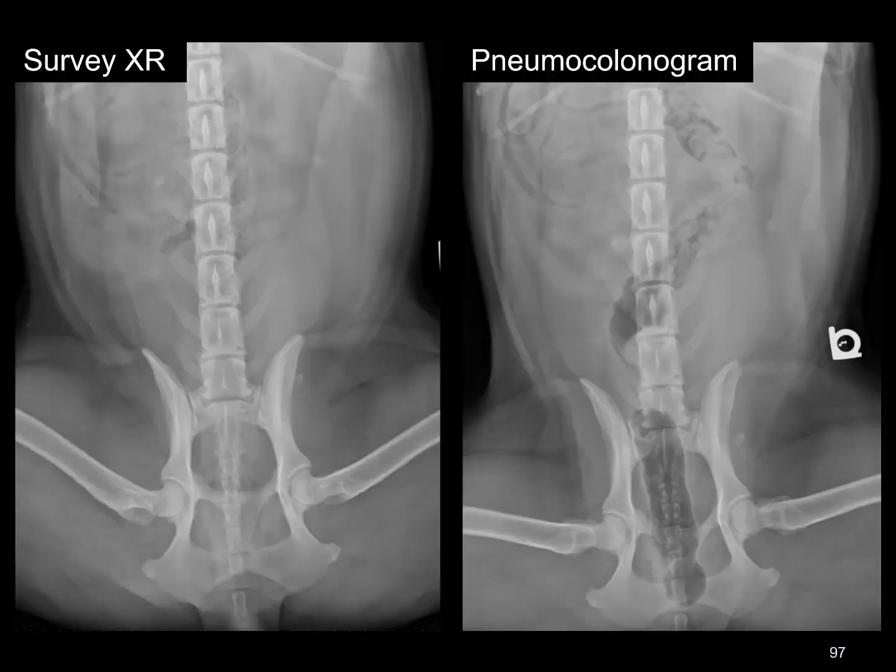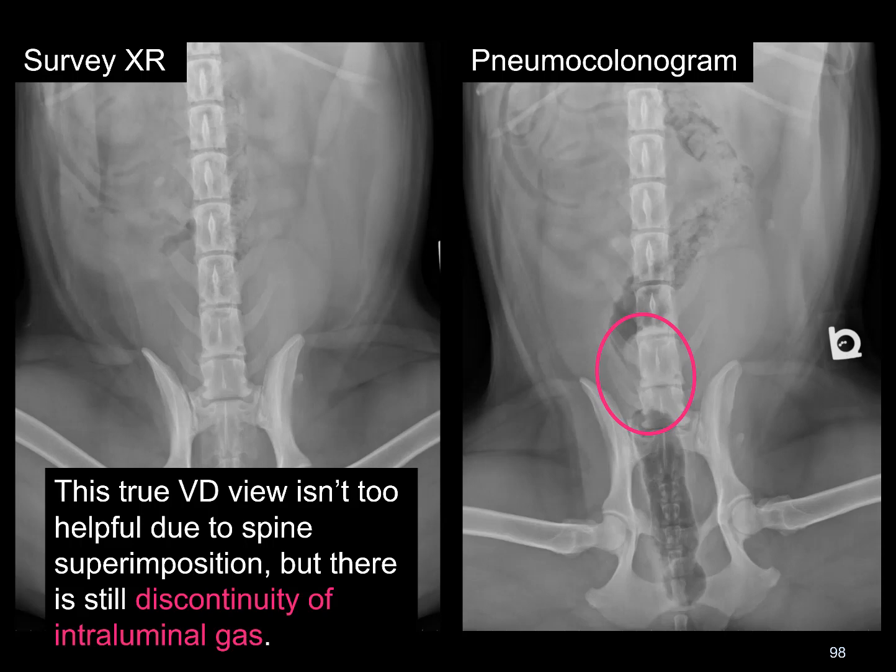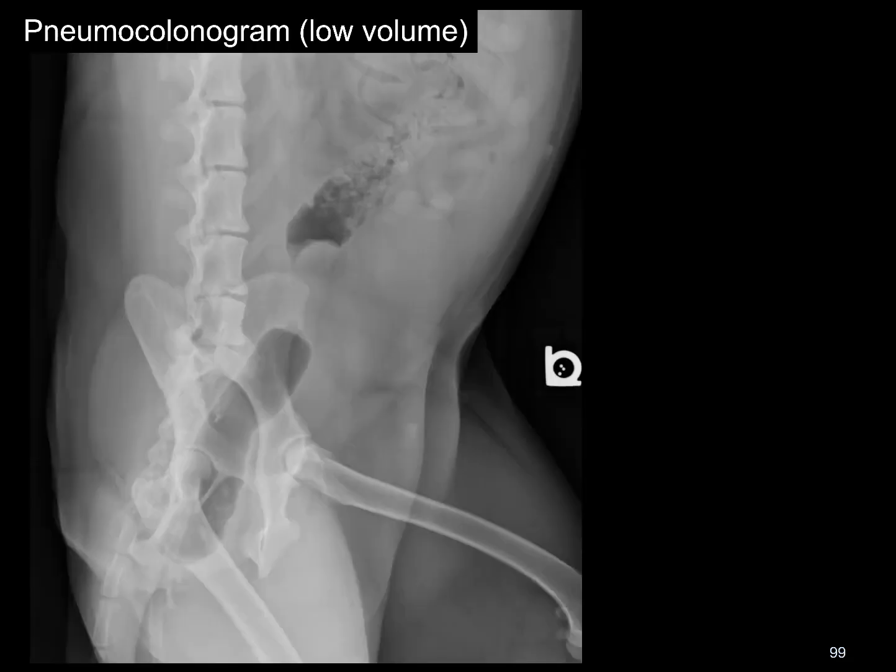And if we go to the VD views, survey on the left, pneumocolonogram on the right, we can see the same story. It's a little bit hidden under the spine there, but we do get gas in the colon, and you can see that there's this soft tissue opacity structure that still sits there sneaking out from under the spine. So that is quite suggestive of the mass. Maybe an oblique view helps. There you go. Now again, we see that we have this circumferential mass and very little lumen running through that, so that's why this patient is having his clinical signs.